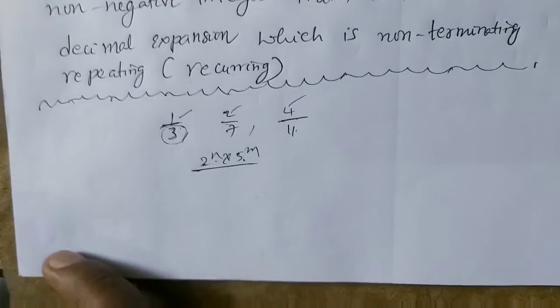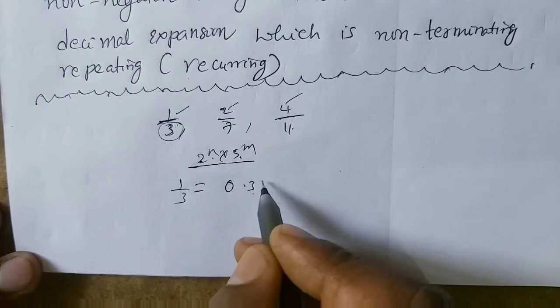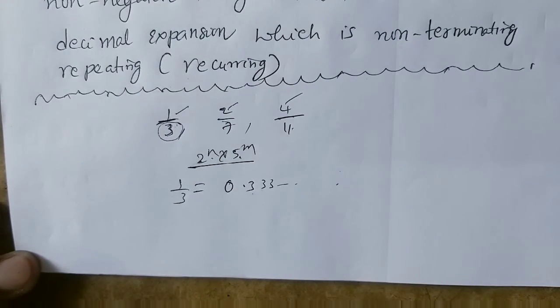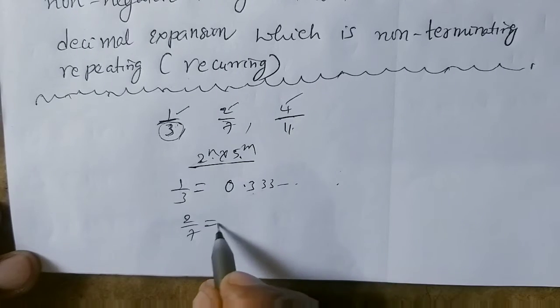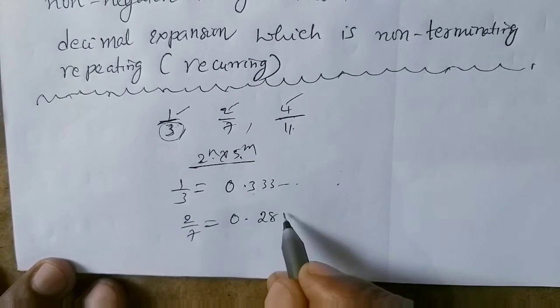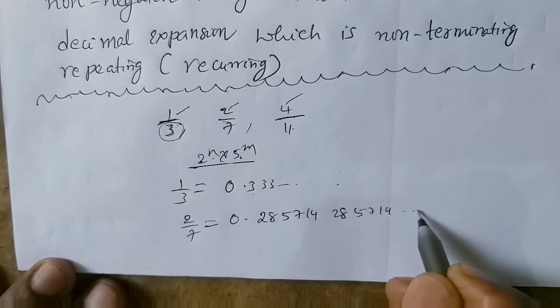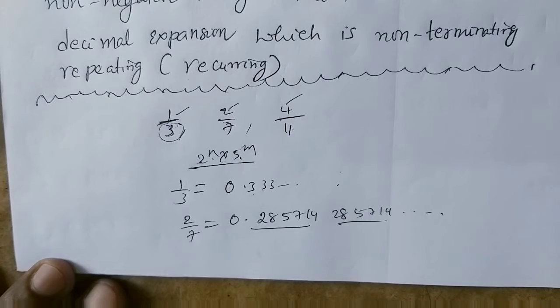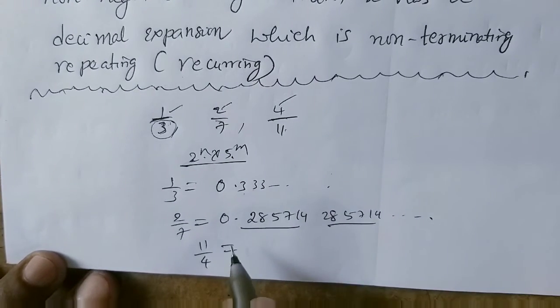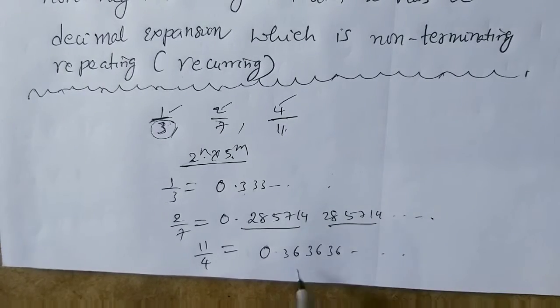If I write 1 by 3 in decimal form, what I get is 0.333 and so on. If I write 2 by 7 in decimal form, then I get 0.285714, again 285714 and so on. Again, if I write 4 by 11 in decimal form, then I get 0.363636 and so on. Now here some group of numbers are repeating.